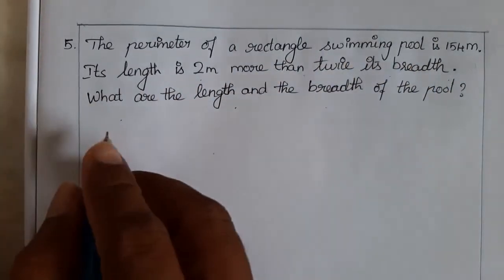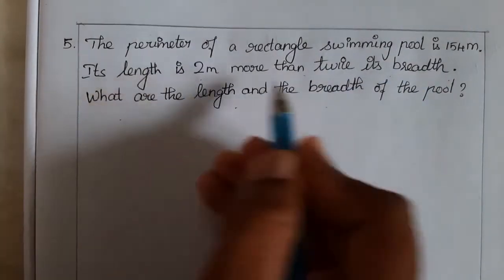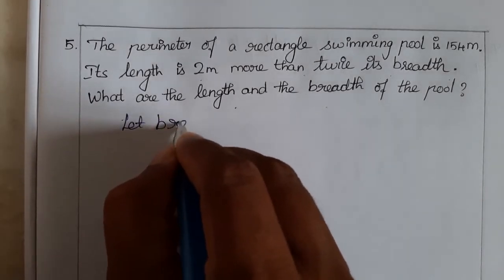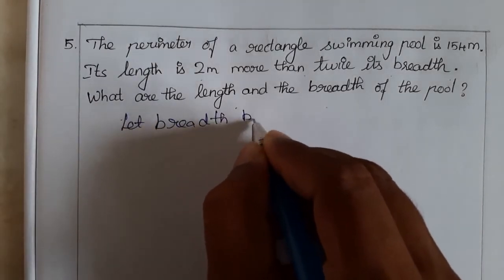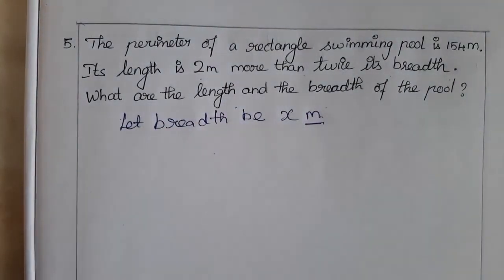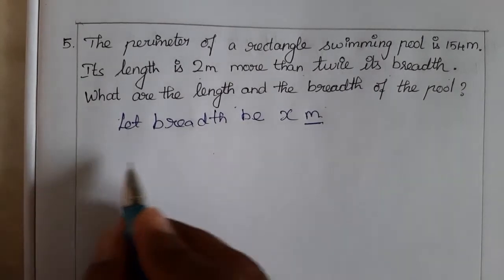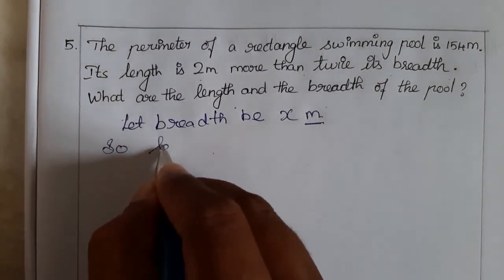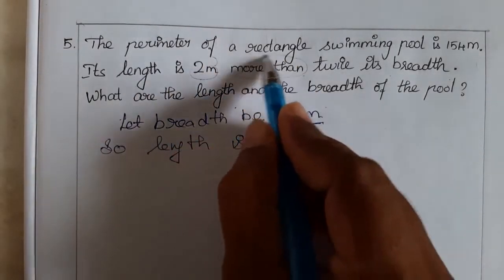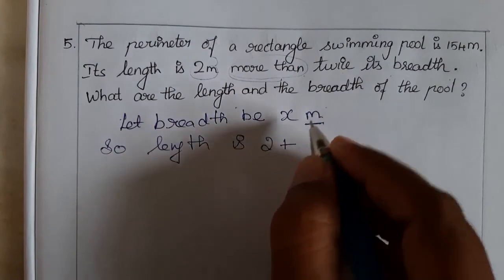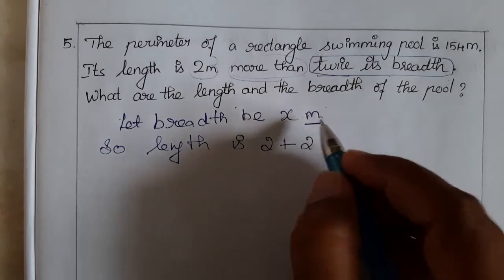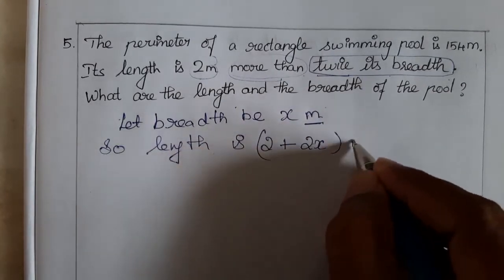So let me consider x for the breadth. So the length can be expressed in terms of the breadth. Let the breadth be x meters. The unit is very, very important. So what is the length? The length is given as 2 meters more than, which means addition, so 2 plus twice its breadth. Twice means 2 times. So 2 times what is the breadth value? x. 2 times x. So it is also in meters.